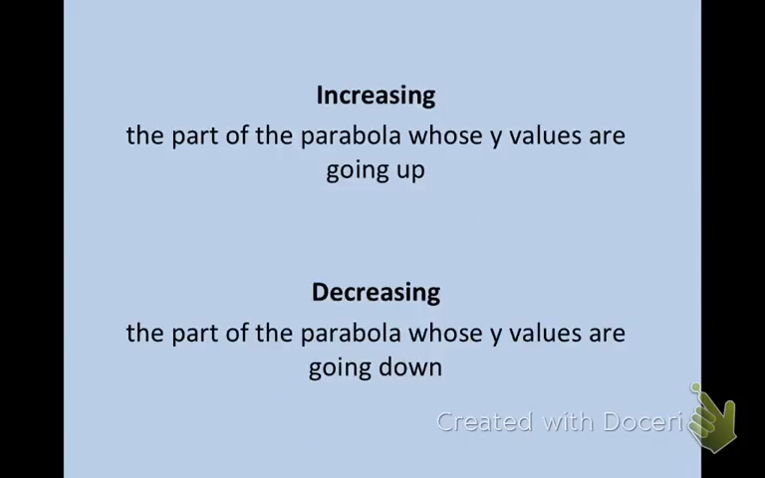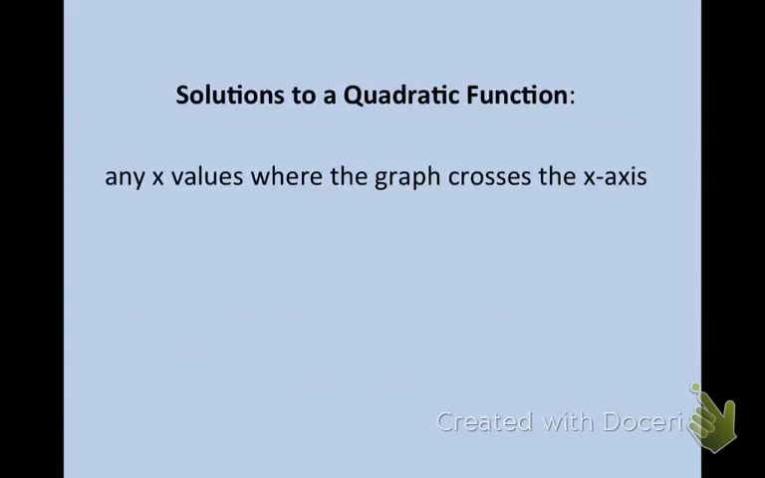A parabola can go up and a parabola can go down. And so when we talk about a parabola increasing, that means its y values are getting bigger. And when we talk about a parabola decreasing, that means its y values are getting smaller. Now, the solutions to any quadratic function are any x values where the graph crosses the x-axis. The maximum number of solutions to a quadratic function is 2, because once again, a quadratic function is x squared, and this 2 represents the most number of solutions that this function can have.